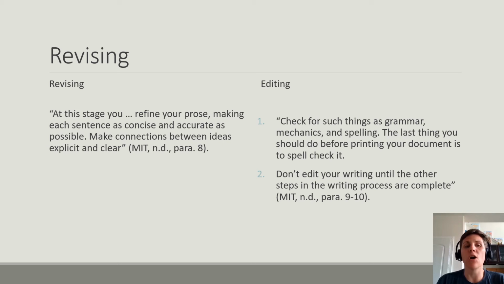At this stage, you also refine your prose, making sure each sentence is as concise and accurate as possible. You make connections between ideas explicit and clear. In editing, you want to check for such things as grammar, mechanics, and spelling. The last thing you should do before printing your document is to spell check it. You don't want to edit your writing until all of the other steps in the writing process is complete.